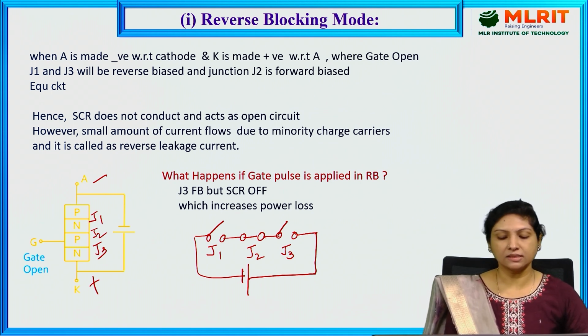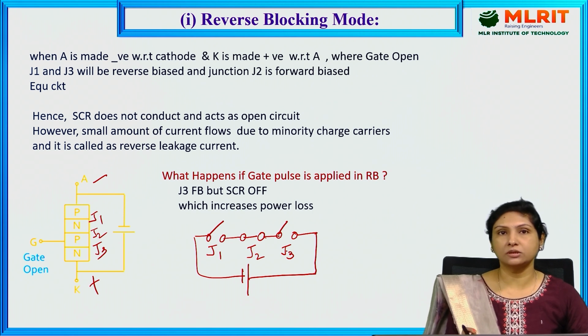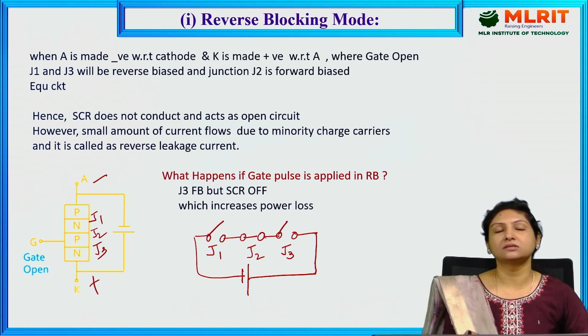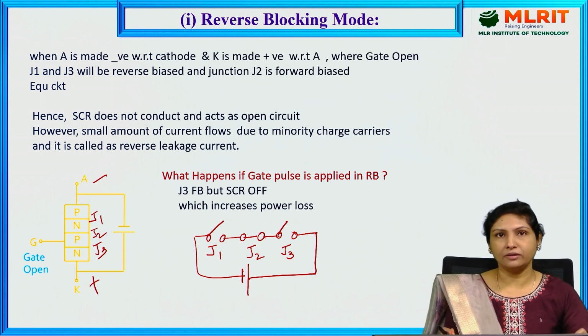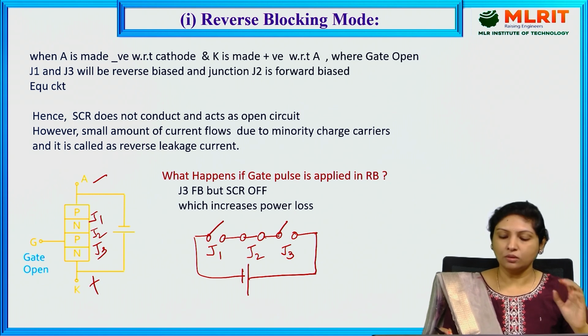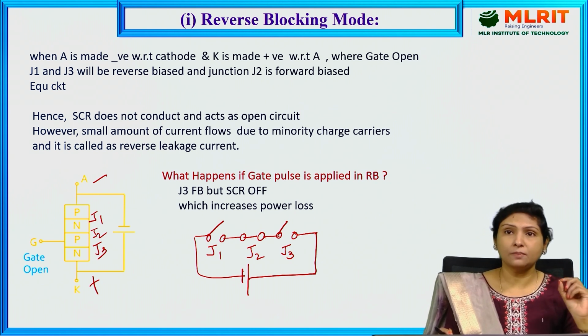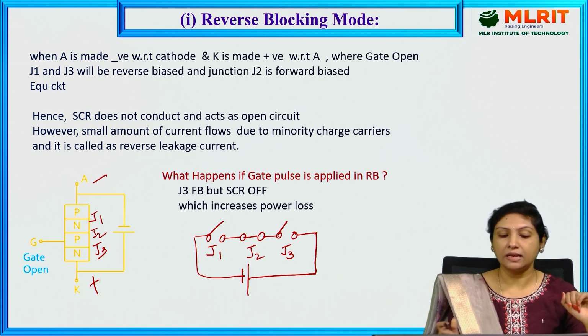And if you see, since J1 and J3 are open circuited, the device does not allow any current flow through it. That means it is simply an open switch, or it can also be considered as an off switch. So during reverse biased mode, the device will be acting as an off switch. However, a small amount of current flows due to the minority charge carriers. Yes, though the device is in off condition, due to the minority charge carriers, there will be a certain amount of current which is flowing through the device, and this is termed as reverse leakage current.